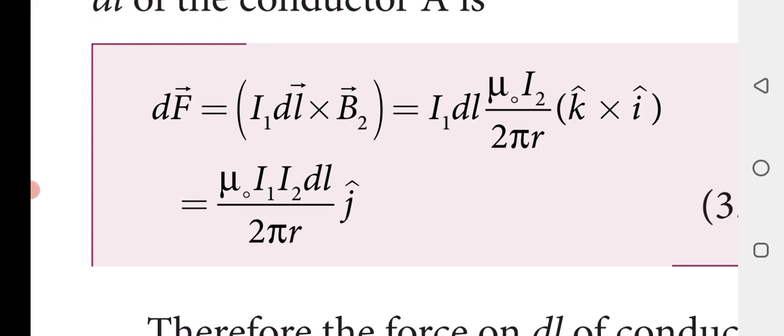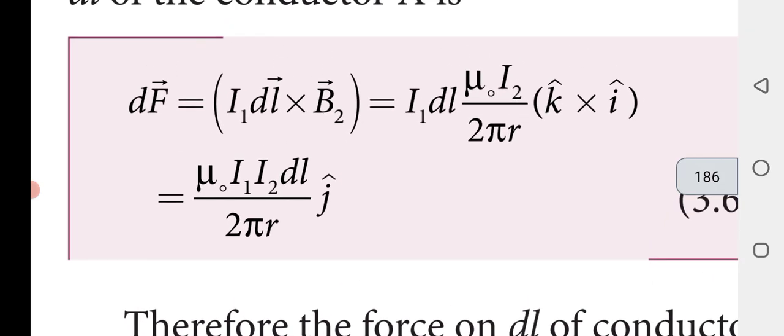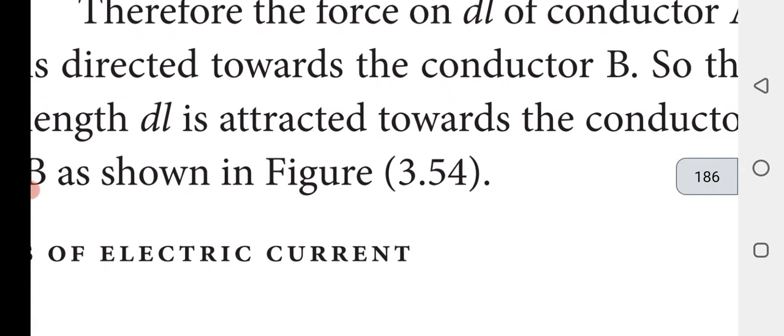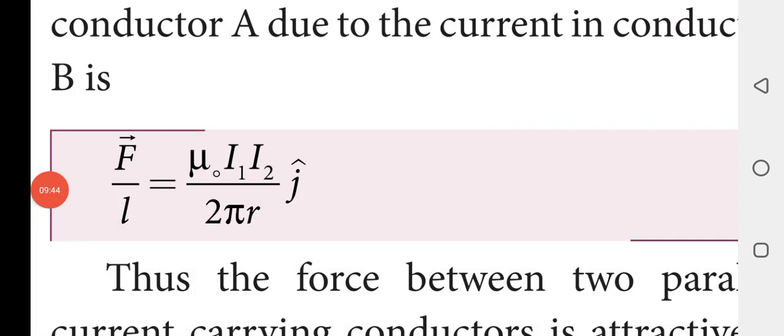So finally dF vector is equal to mu naught I1 I2 dl by 2 pi r j vector. So F is equal to mu naught I1 I2 L divided by 2 pi r j vector. Then the force per unit length, F by L, is mu naught I1 I2 by 2 pi r j vector. So this is the final value for the force per unit length.